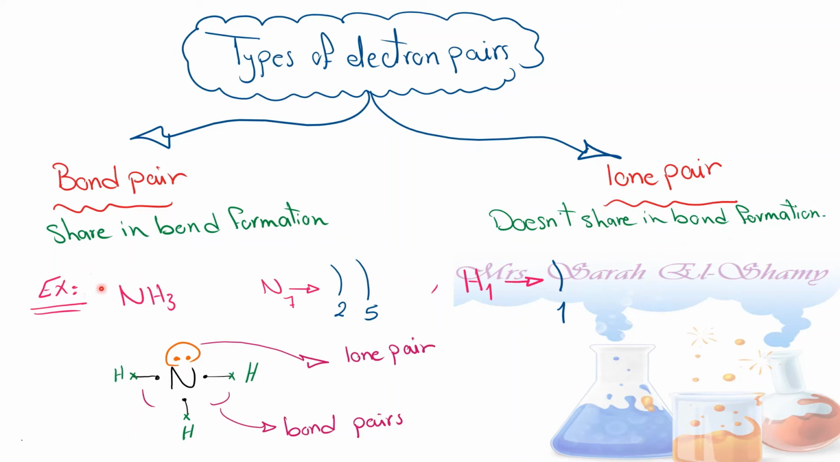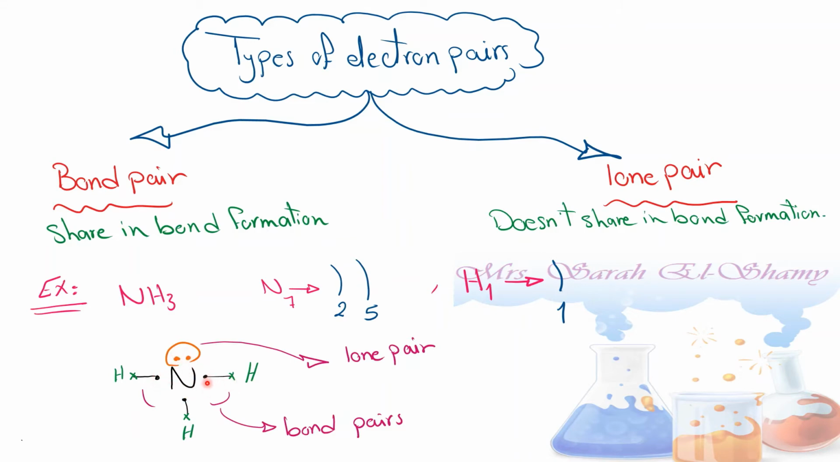For example, for the ammonia molecule, first we have to make a configuration for the nitrogen and the hydrogen. Nitrogen, its atomic number is 7, so it will be 2, 5, while hydrogen is only 1, so it will be 1. Okay, let's draw the Lewis structure. To know more about Lewis structure, just follow my videos. Nitrogen here has 5 valence electrons, and I will take the valence electrons only. So you have to draw 5 electrons: 1, 2, 3, 4, and 5.